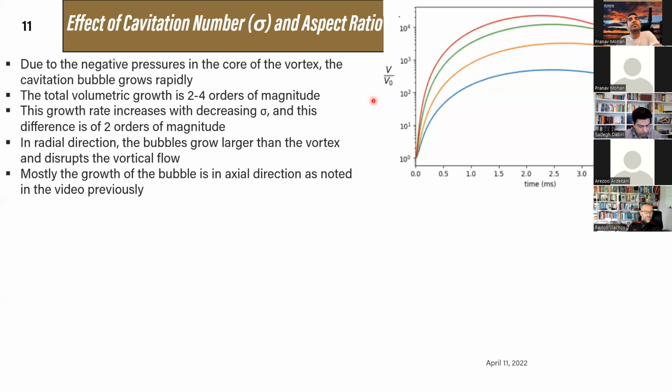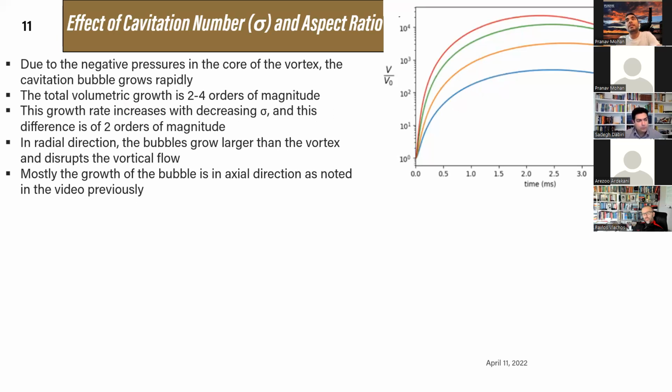So we plot the volume of the bubble divided by the initial volume of the bubble versus time in this semi-log plot. As we can see, initially the volume is just 1. However, depending on the cavitation number, the volume can grow from being 1 to 2 or to 4 orders of magnitude higher than what it initially was.